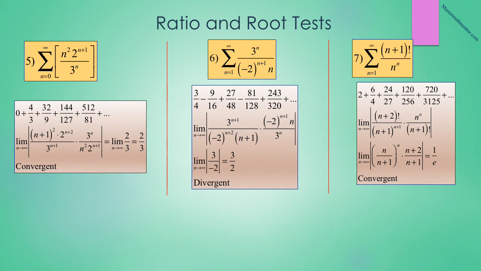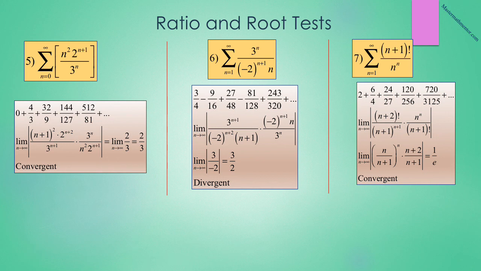So we will now apply the ratio test, and we look at the limit as n approaches infinity of the absolute value of n plus 2 factorial over n plus 1 raised to the n plus 1, times n to the nth over n plus 1 factorial. How do we simplify this expression? First of all, we have an n plus 2 factorial over an n plus 1 factorial, and that just gives us an n plus 2 upstairs.